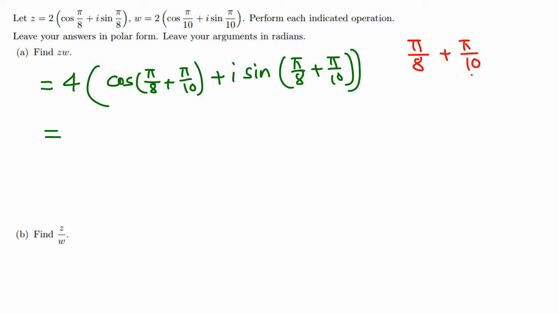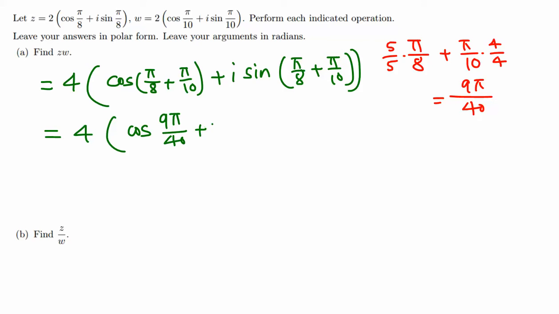The common denominator would be 20, 30, 40. So multiply 5 over 5, 4 over 4. So 40 is the common denominator. 5 pi plus 4 pi, so 9 pi. So this will be then 4 cosine 9 pi over 40 plus i sine, same angle, 9 pi over 40, and we may leave it here.